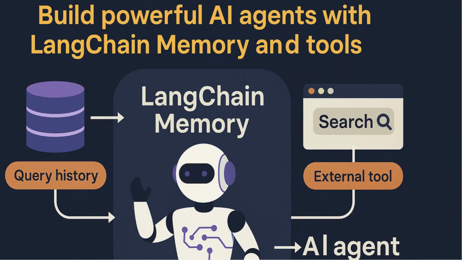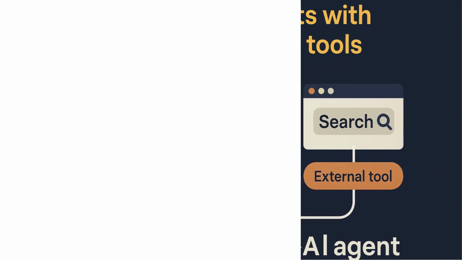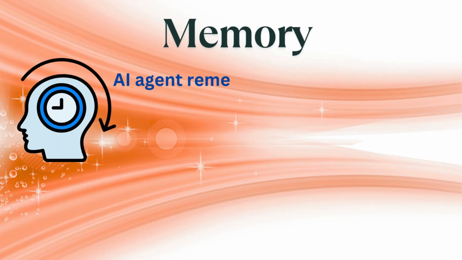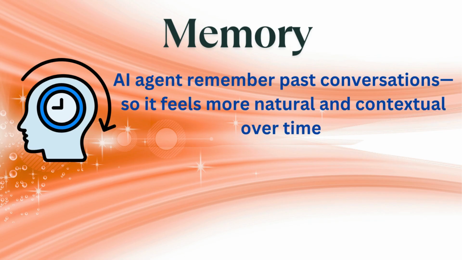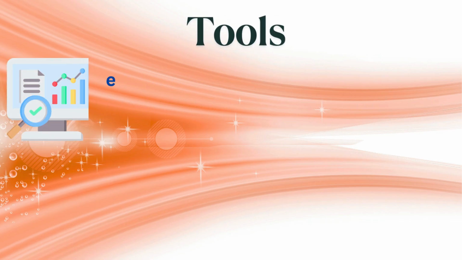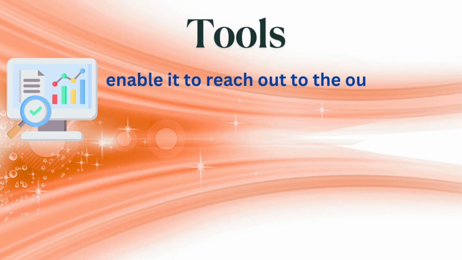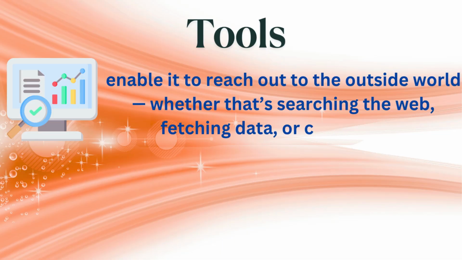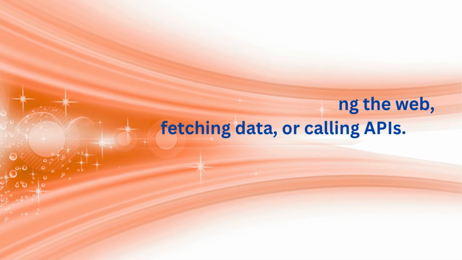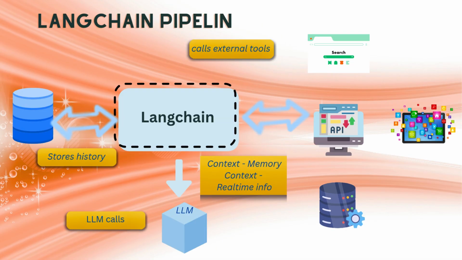Okay, before we jump into the code, let's take a quick look at how LangChain pipelines bring everything together. Memory lets your AI agent remember past conversations so it feels more natural and contextual over time. Tools enable it to reach out to the outside world, whether that's searching the web, fetching data, or calling APIs. In this diagram, you can see how LangChain stores conversational history in a vector database, retrieving it whenever needed to give your language model rich context.